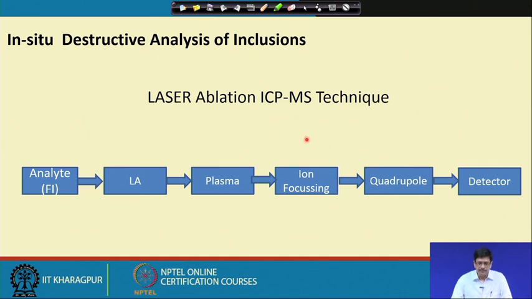So, here the technique is used for fluid inclusions with a variation, and it is essentially called dry analysis, because the inclusion content is taken out. For example, if there is a wafer and on this wafer there is an inclusion at a depth of some microns, and this is the laser.